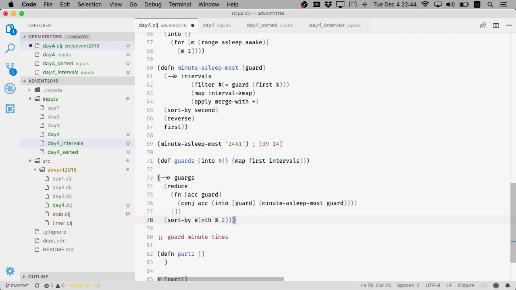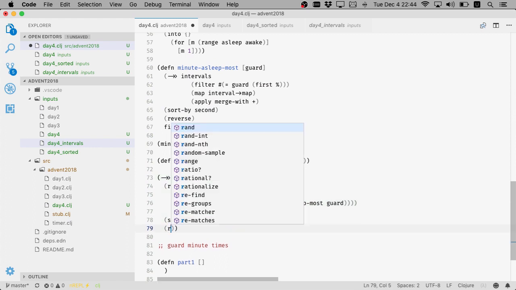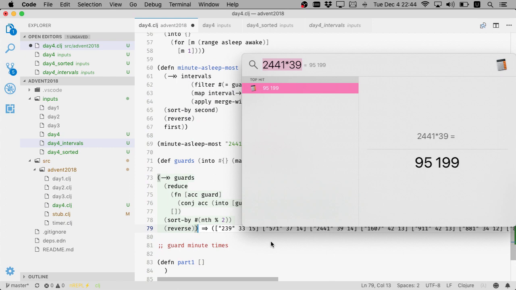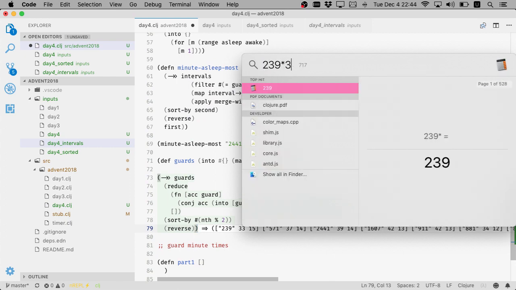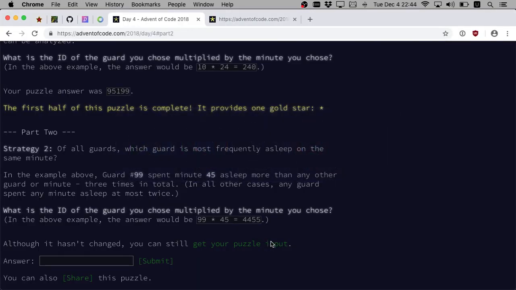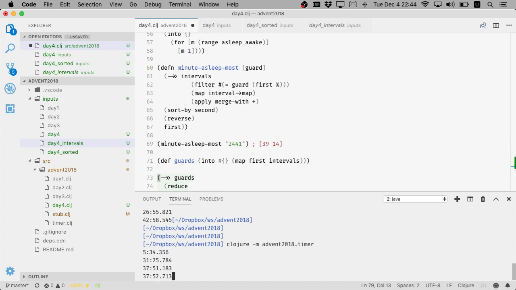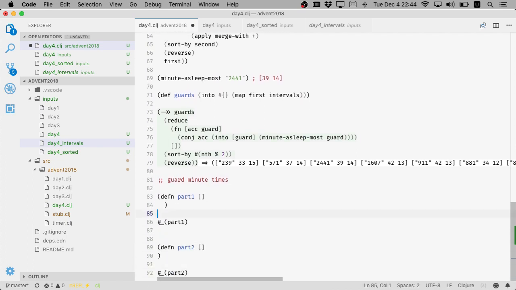Okay, something isn't working. Guards. Right, so 4, 5, like let's reverse this. So the guy number 239 was asleep most on minute 34. 7, 8, 8, 7. Okay. 7, 7. That's the right answer. Okay, perfect. So this one only took me 6 minutes, which is actually much better than the first time.